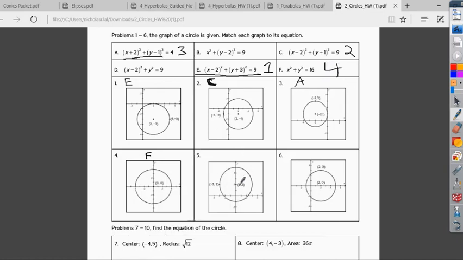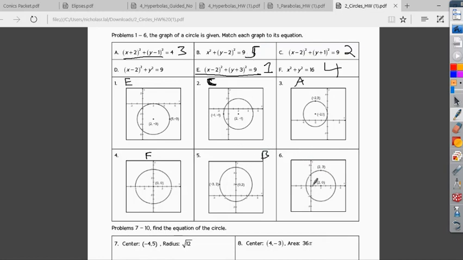With 5, we have a center at 0, 2, which means it's going to be x minus 0 squared, simplifying to x squared, plus y minus 2 squared is equal to a radius of 1, 2, 3, which is 9. So 5 is associated with b, and b is associated with 5.